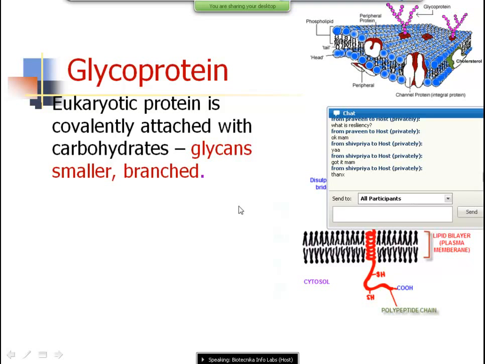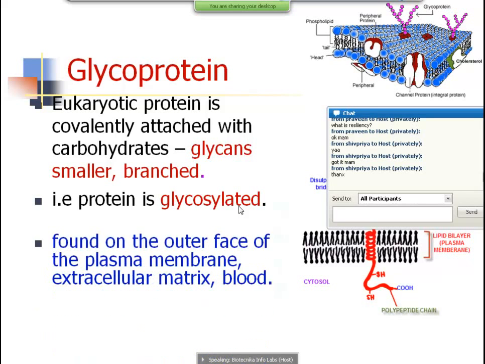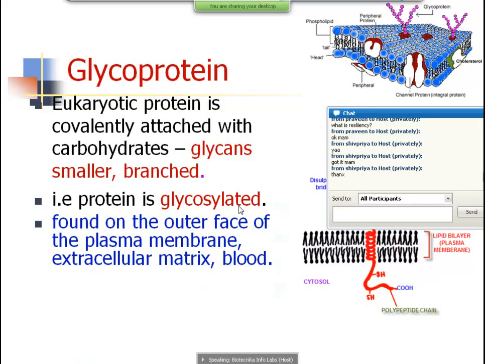Talking about glycoproteins, they are proteins which are covalently bonded to several carbohydrates. Here the proteins are said to be glycosylated. That means they are attached to carbohydrate residues, and these are generally attached to the outer membrane.